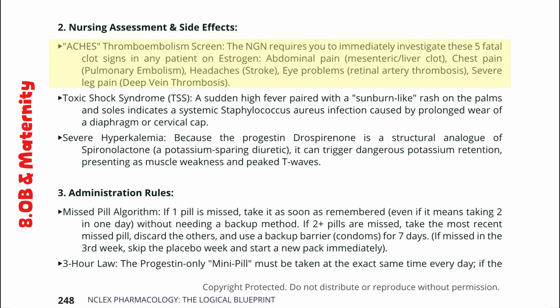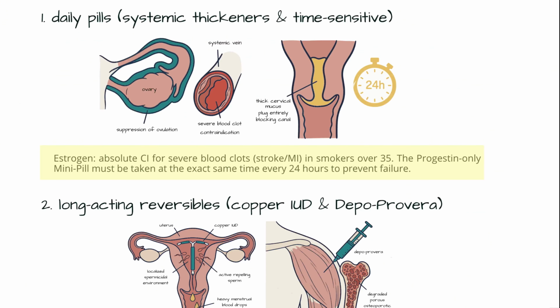Once we're out of the pregnancy window, the entire framework shifts. Contraception isn't about fetal safety anymore. It's about managing a chronic prothrombotic state. Estrogen is the master thickener. It ramps up clotting factor production and makes platelets sticky. Watch for it with ACHES: abdominal pain, chest pain, headache, eye problems, severe leg pain. Any one of those in a patient on estrogen is a clot until proven otherwise. Estrogen is an absolute contraindication in smokers over 35, given the stroke and MI risk.